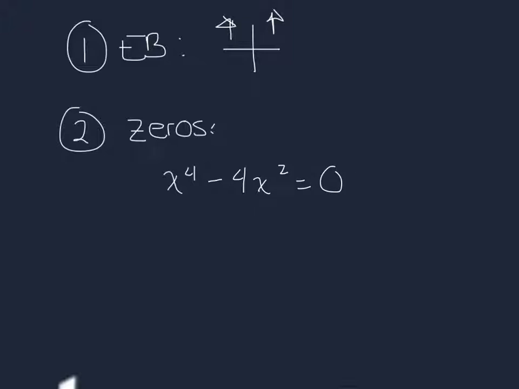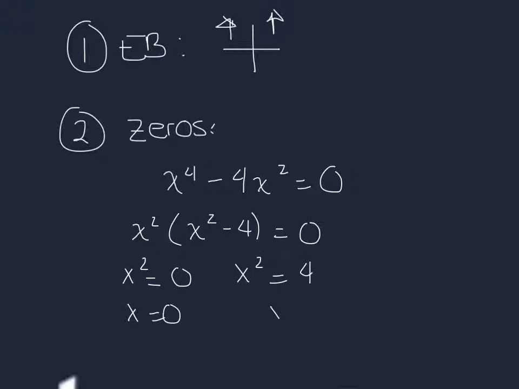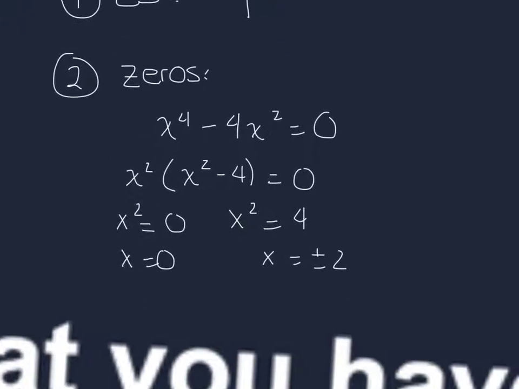Here I can factor out an x squared. I get x squared minus 4 equals 0. Break it up. You get x squared equals 0 and x squared equals 4. So x equals 0 and x equals plus or minus 2. Here you can clearly see x equals 0 has even multiplicity, because it occurs 2 times.